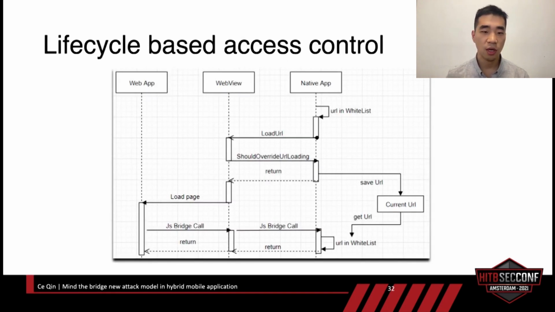Lifecycle-based access control gets the URL from the navigation callbacks, like shouldOverrideUrlLoading and onPageStarted. These callbacks will be invoked during the lifecycle of navigation from different modules, as we stated before. The application will get the URL from these callbacks and save it as the current URL. When there is a JS bridge call, the application will treat this call as from that URL.